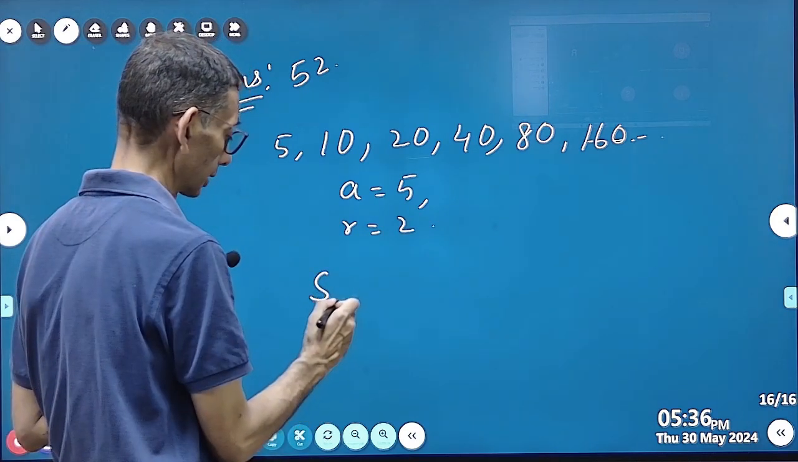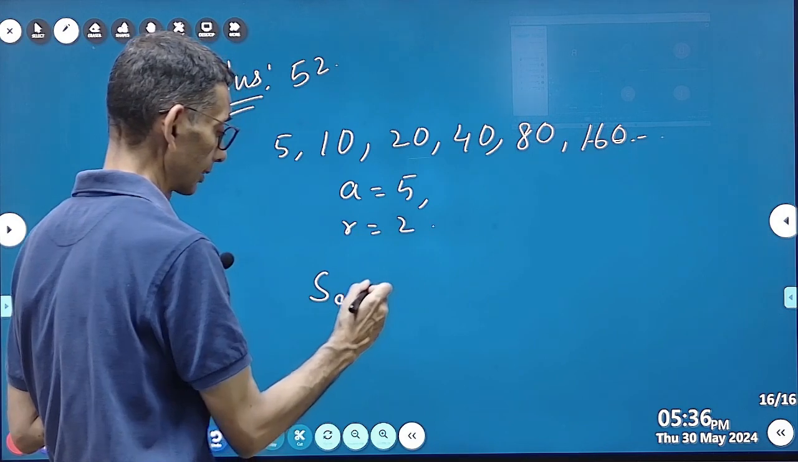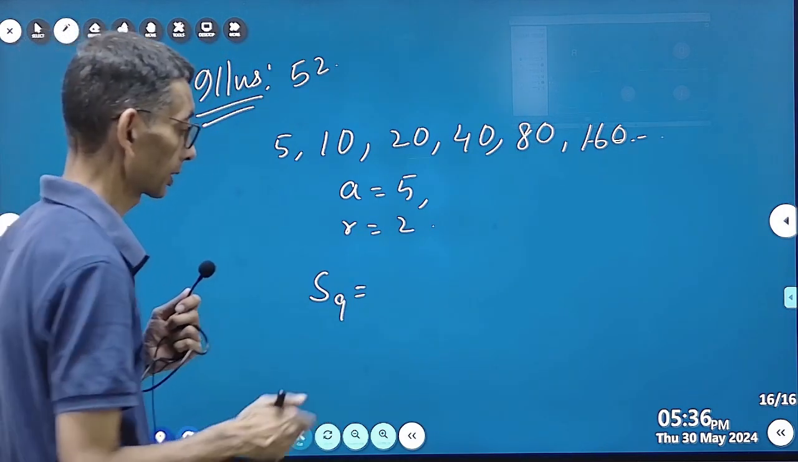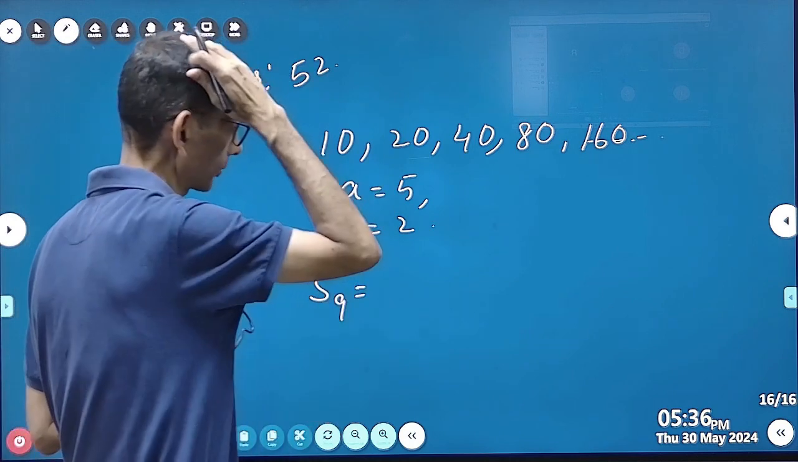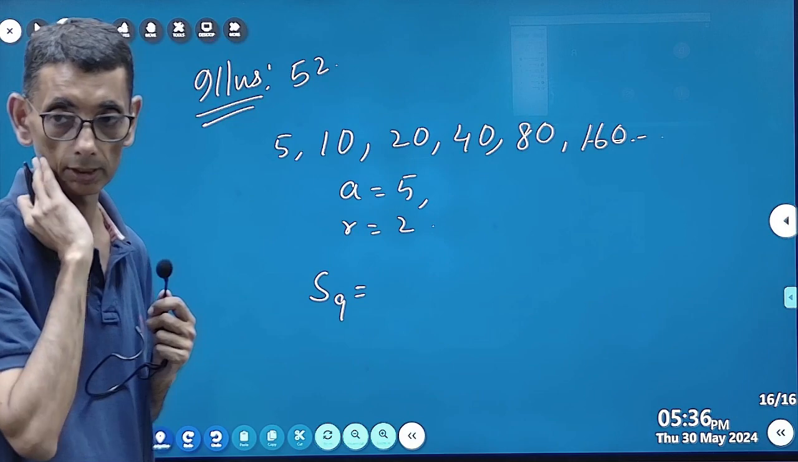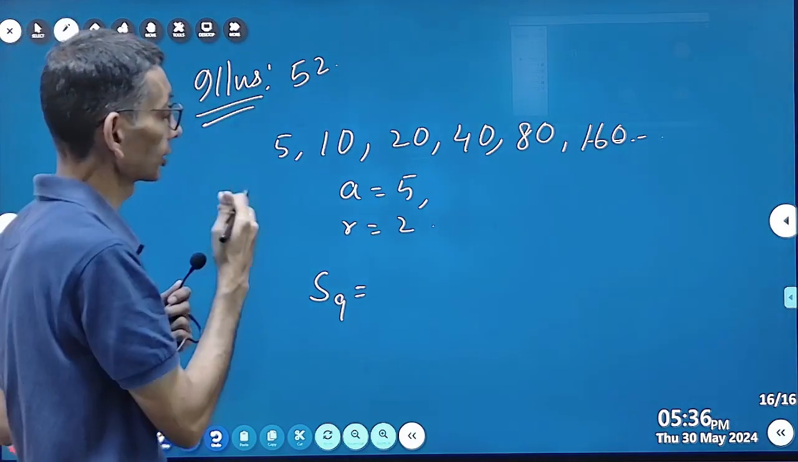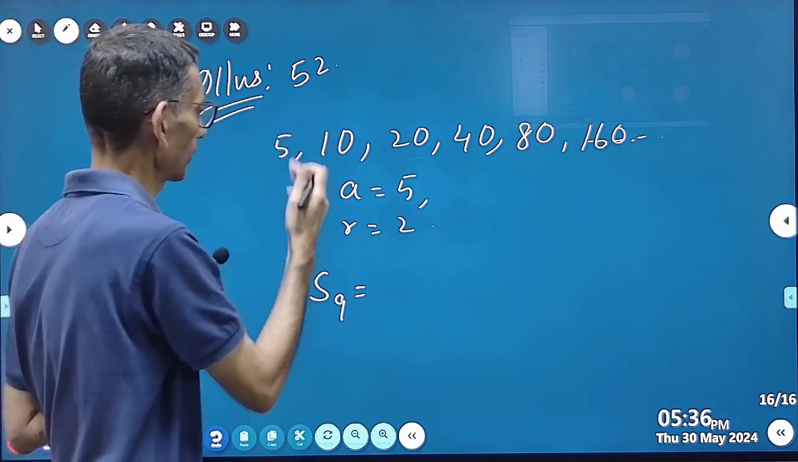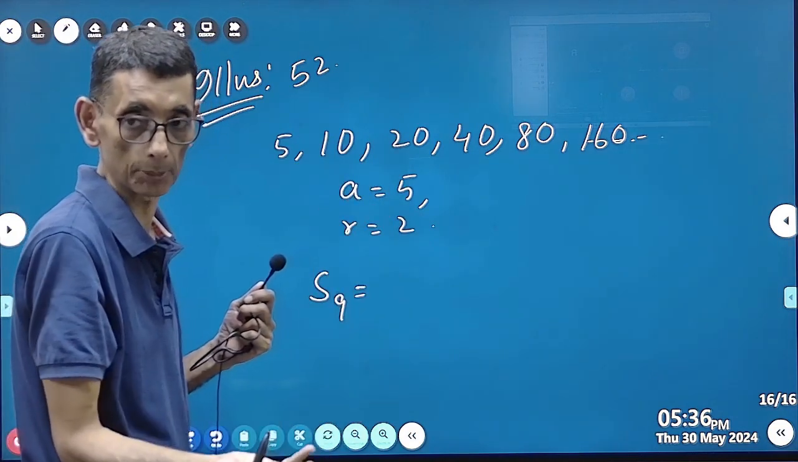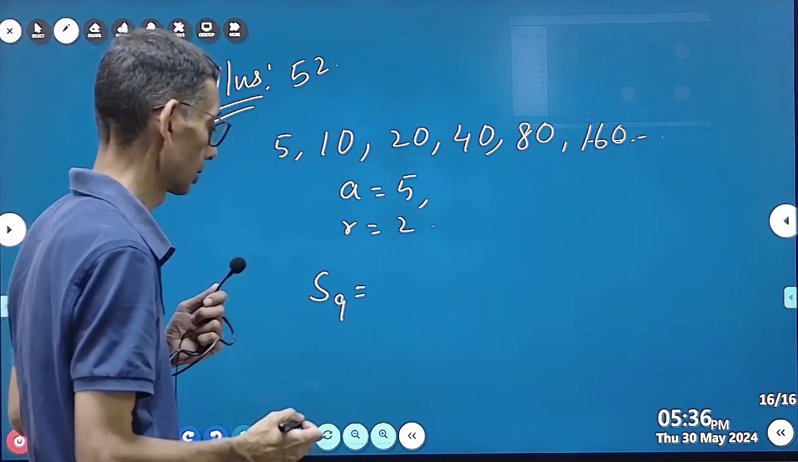So what do you need? You need S9, right? You have to add up 9 terms. So what's the formula? First of all, is it GP or AP? It's obviously GP. Subtract, they are not equal. 10 minus 5 is 5, 20 minus 10 is 10. So not equal, so it's not AP. So it's a GP, right? So what is the formula?